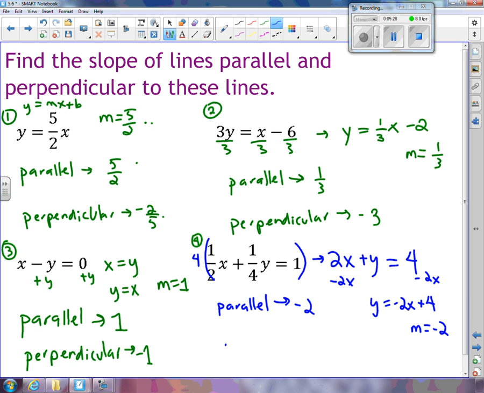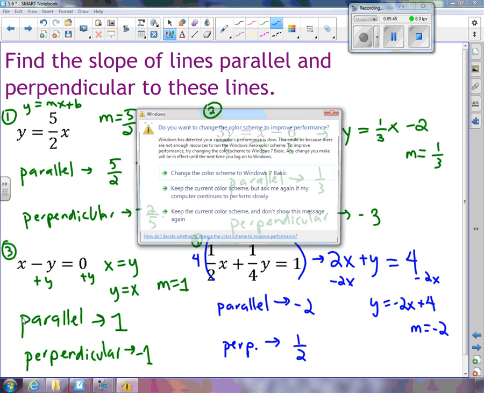A line perpendicular to this line would have the opposite reciprocal slope. The reciprocal of 2 is 1/2. And now because this was negative, I'm going to change my sign and make my perpendicular line positive. So the slope of the perpendicular line is just going to be 1/2.